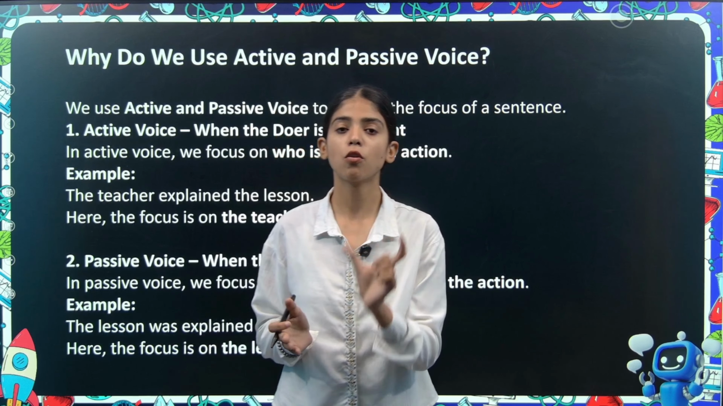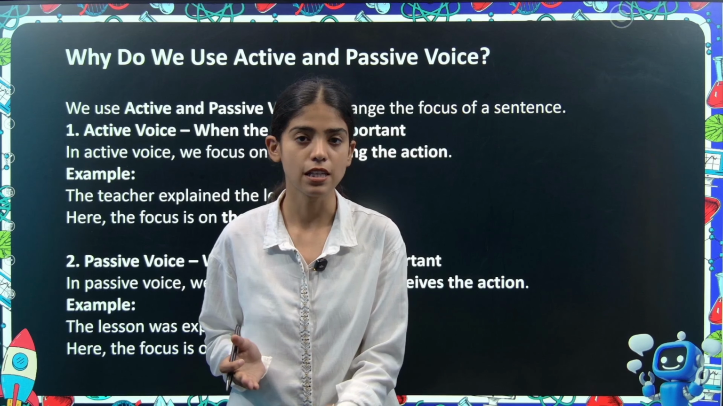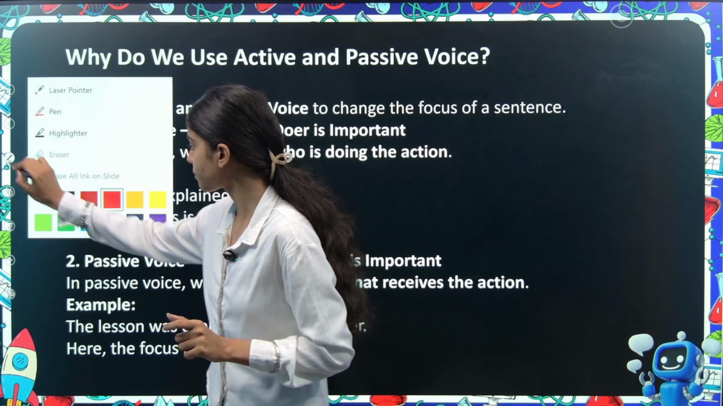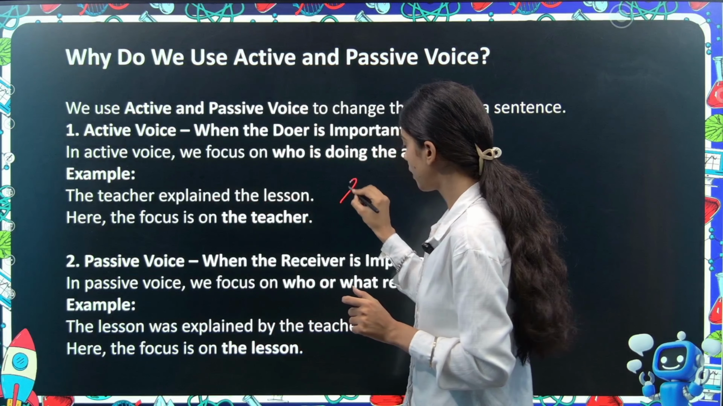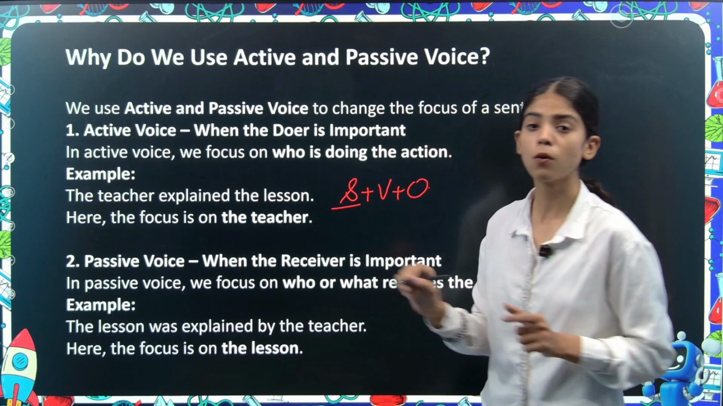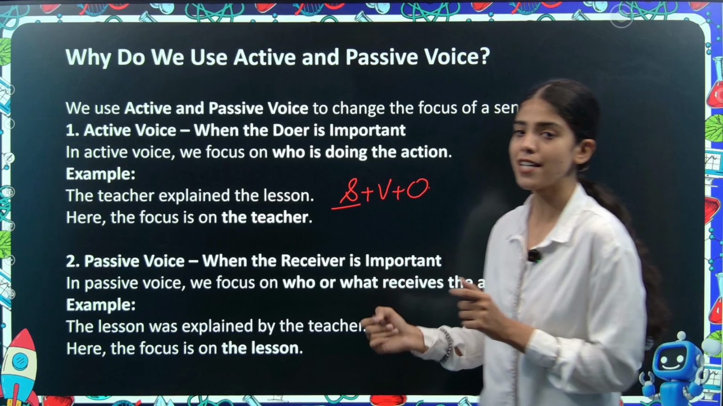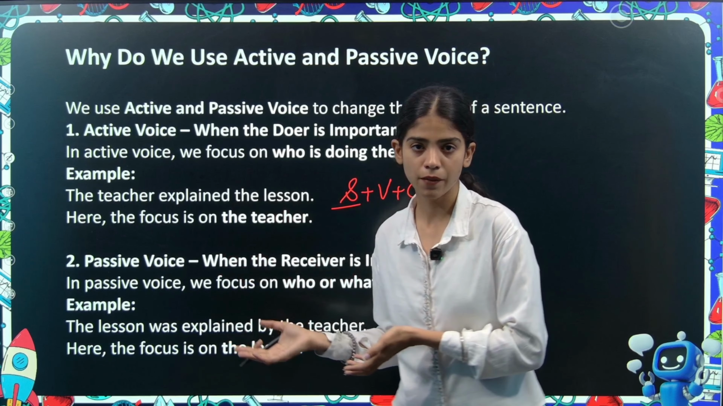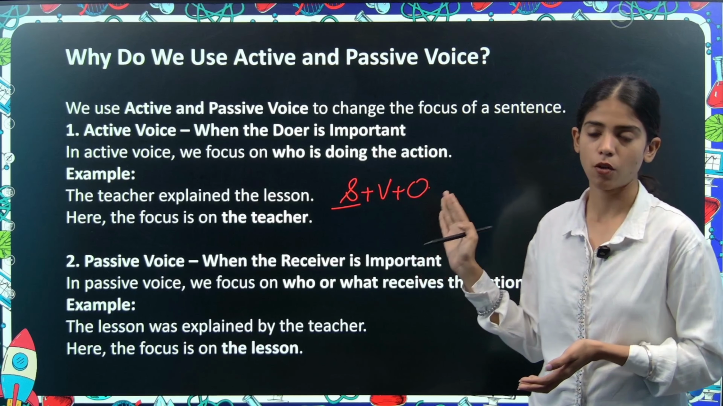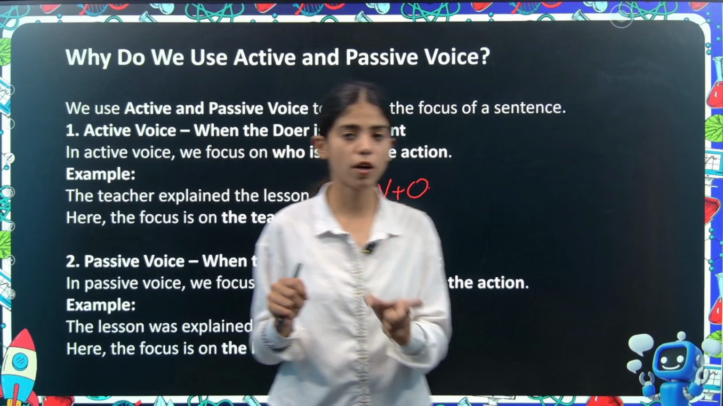So if we want to clarify the difference, you must know the basic structure of sentence. The sentence consists of a subject, a verb and an object. Subject is who is doing the task, or the doer of the task. Verb is the task which is being carried on here, and the object is on which the task is dependent. Okay, so the basic structure of the sentence is subject, verb and object.